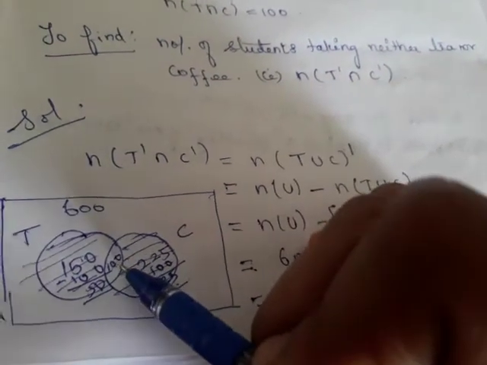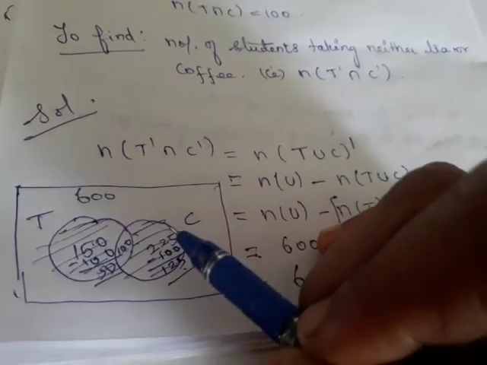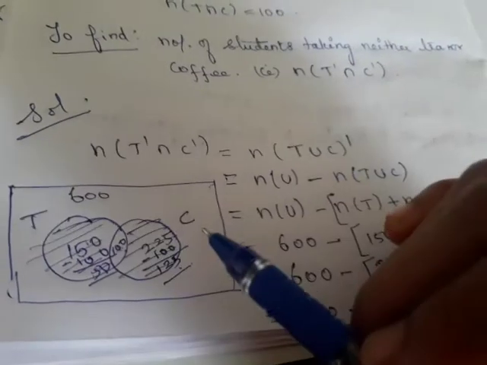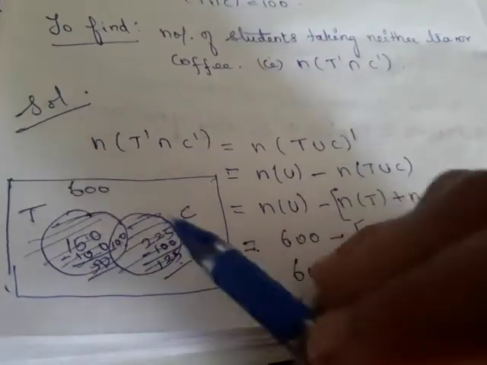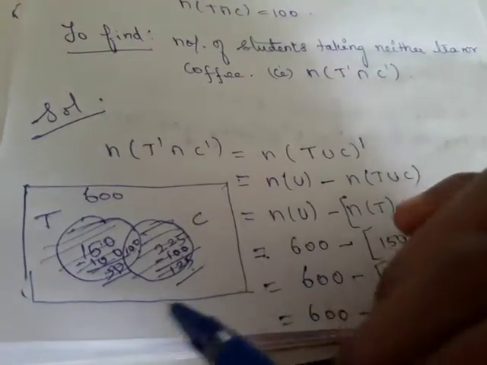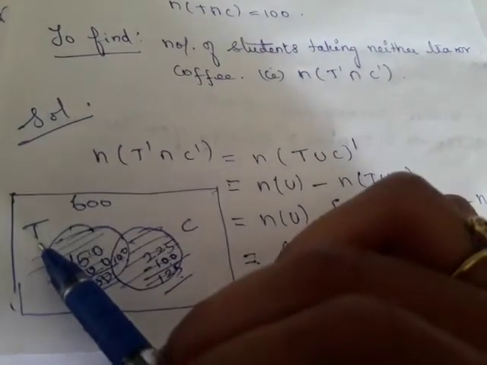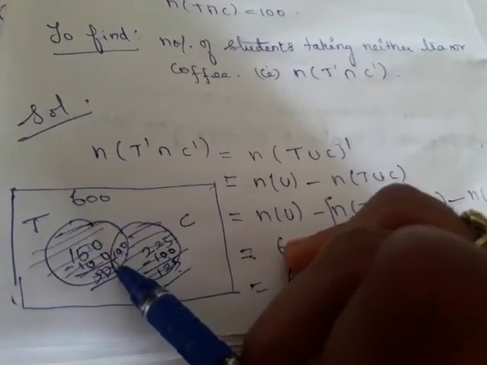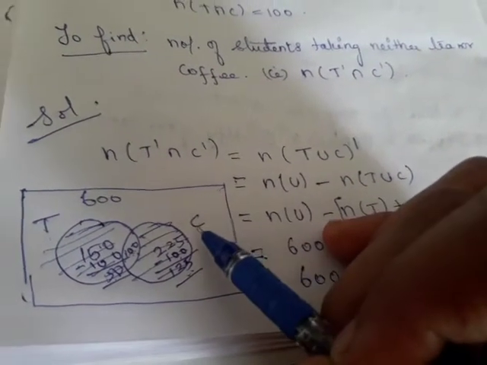And what about this 100? 100 students drink both tea and coffee. This overlapping we removed now, right? This 100 is included here and this 100 is also included here. So we removed this 100. Now we got a clear idea which says that 50 students drink only tea, 100 students drink both tea and coffee, whereas 125 students drink only coffee.